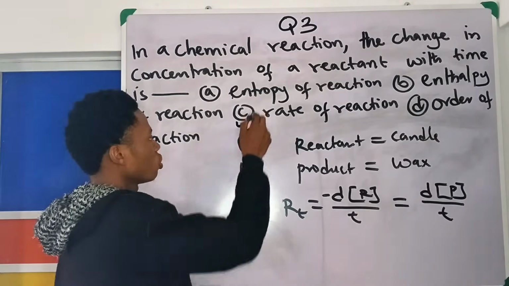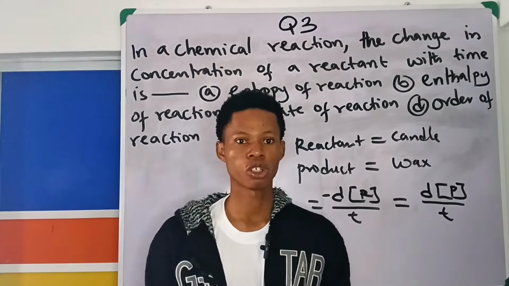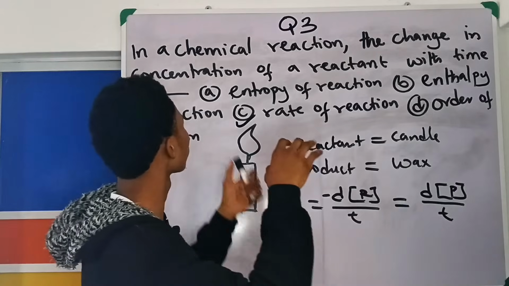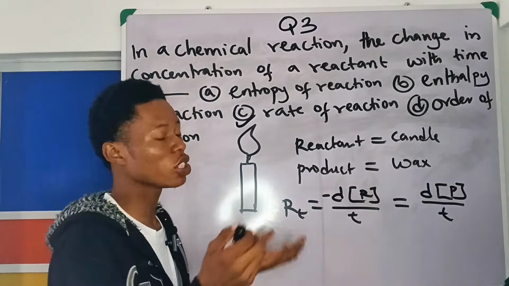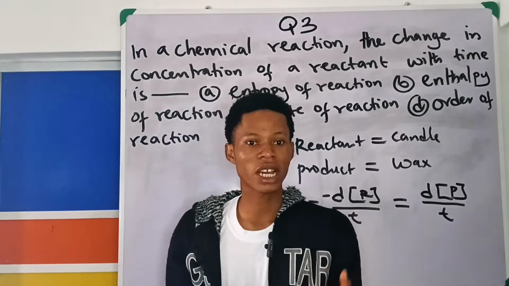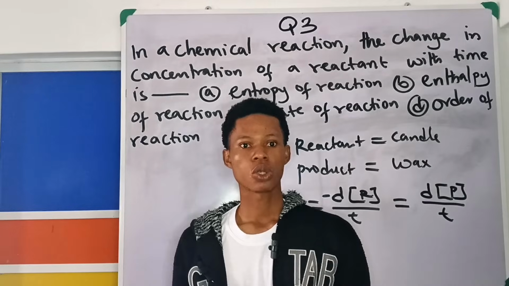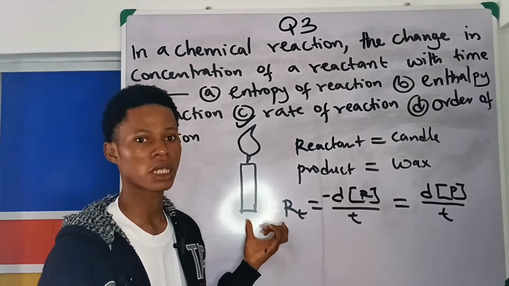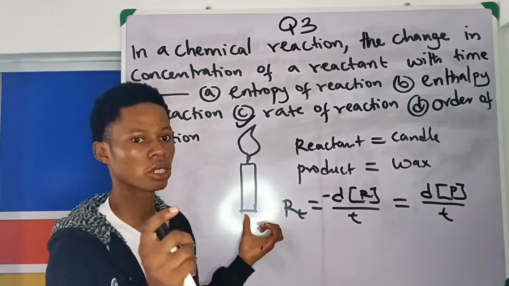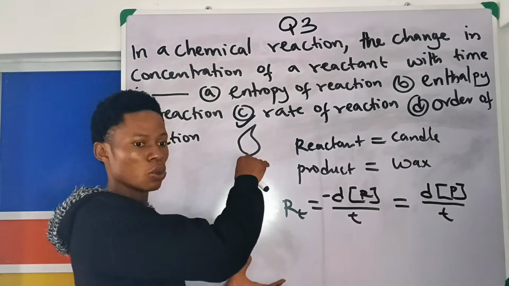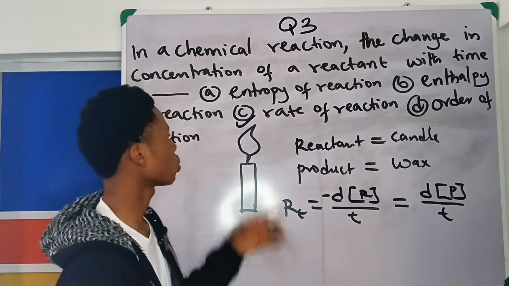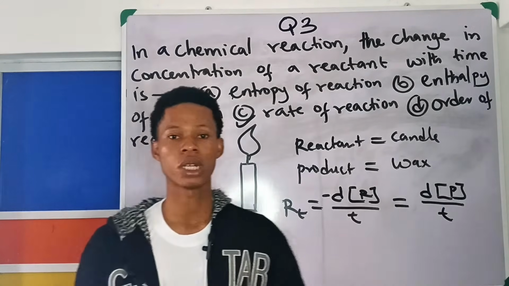The rate of reaction. So anytime you hear rate of reaction, just know that it is the change in concentration of the reactants with time. So if you want to look at the rate of the reaction of this candle, you're just looking at the rate at which the length of the candle is changing with time. All right, that is rate of reaction. So this is the answer to this question. Let's proceed to the next question.